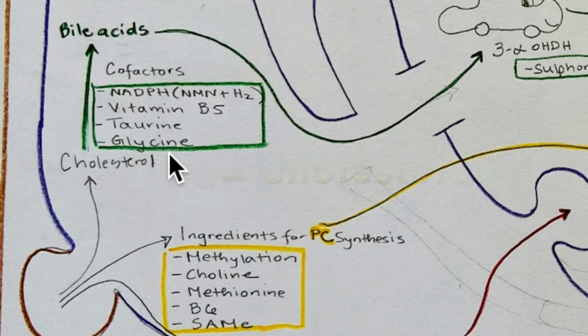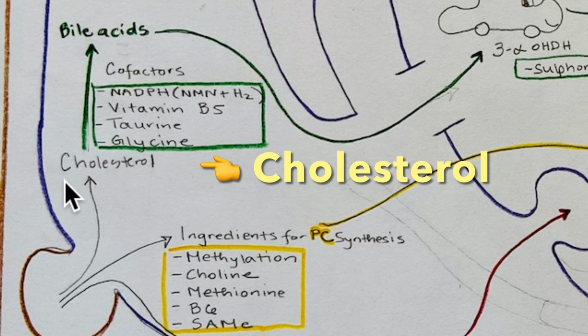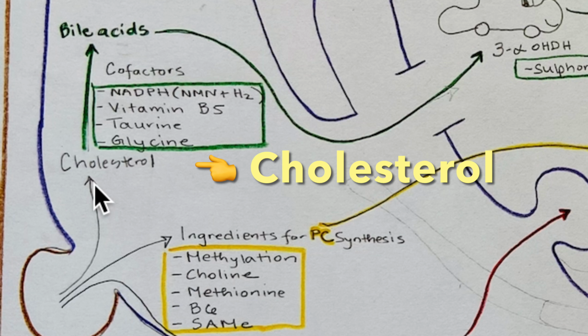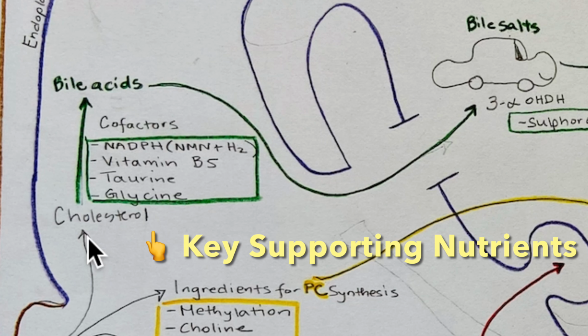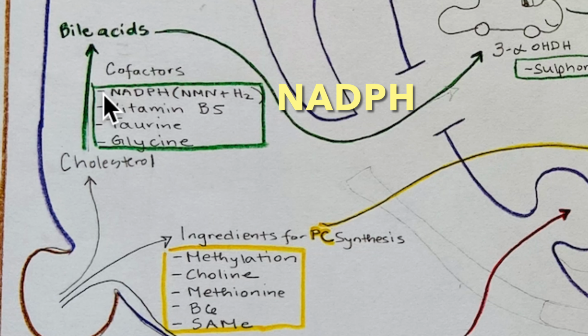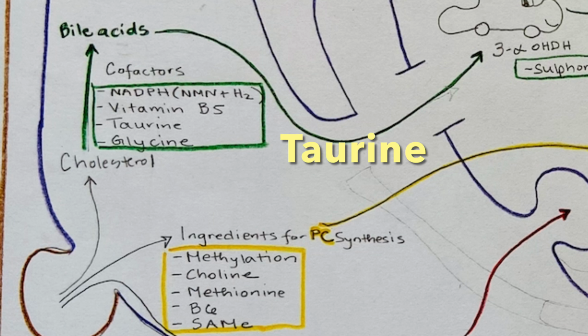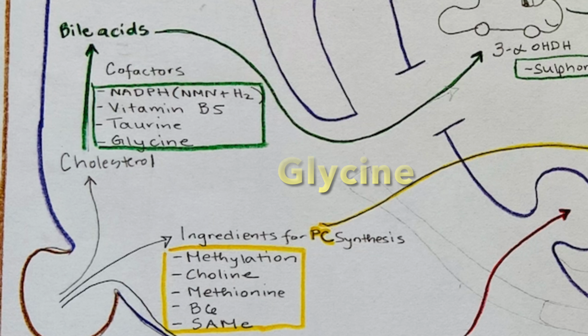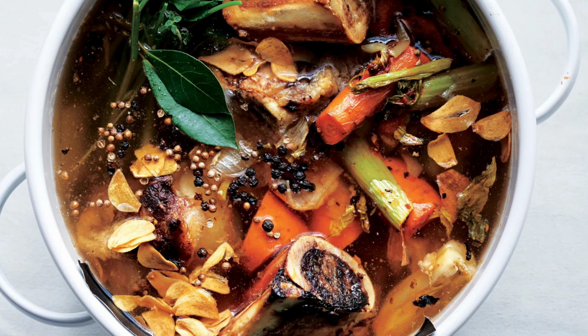Bile acids are made from cholesterol, and this is why it's important to consider cholesterol levels in people with vegan diets and those on cholesterol-lowering medications. There are also a few key supporting nutrients for bile production. These include NADPH. NADPH is made by the body and can be enhanced with the use of NMN and molecular hydrogen. Vitamin B5, taurine, which can be found in beets, and glycine, which is abundant in meat and in collagen.